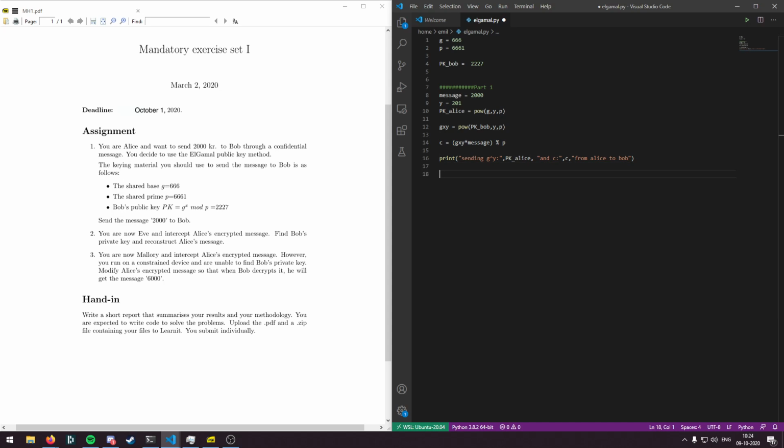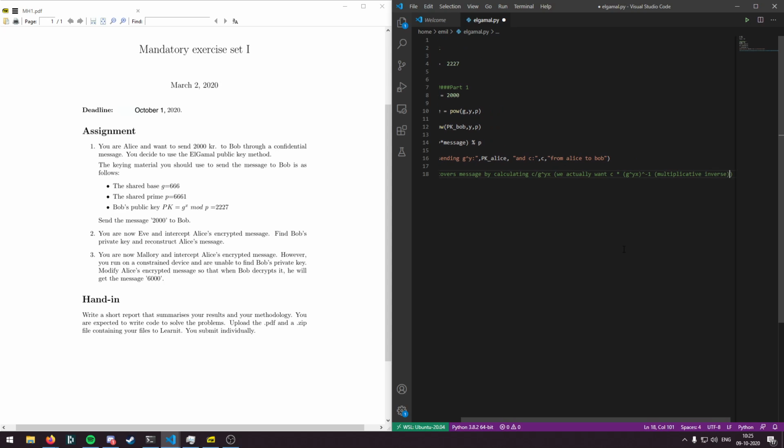Or maybe let's try to recover the message and decrypt it, and I'll show you why it needs to work in a different way. Bob recovers a message by calculating c times g to the yx. We actually want c to be multiplied with g to the power of yx, and we need that to be the multiplicative inverse. This is how we write this, and I will get to what this is in a second.